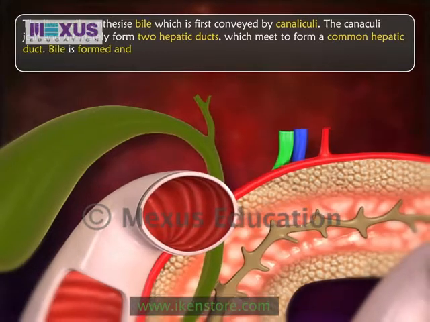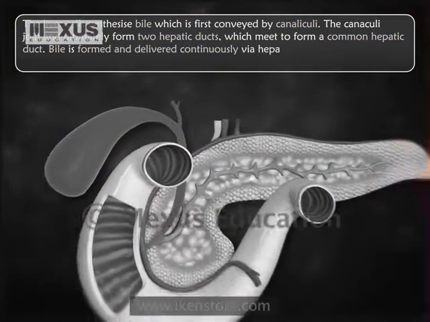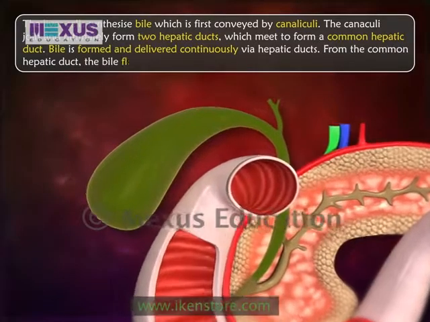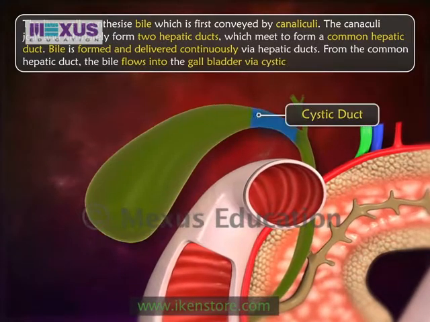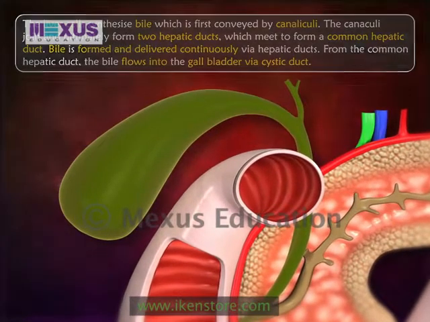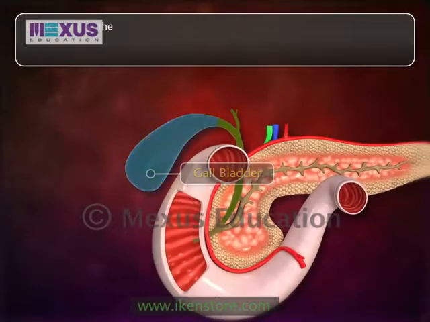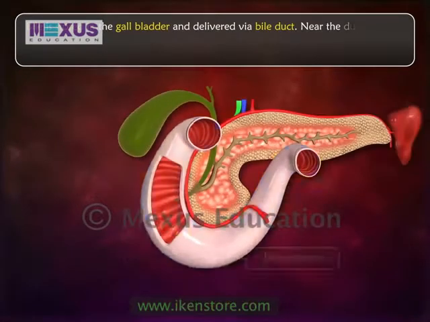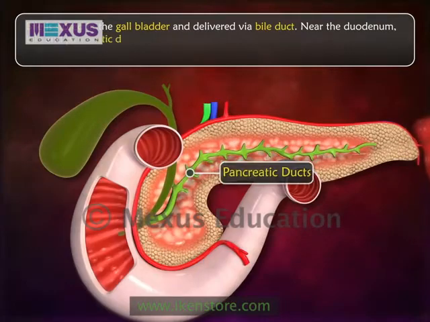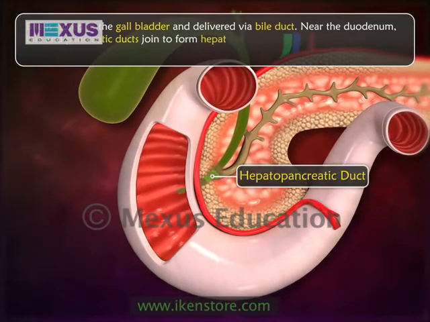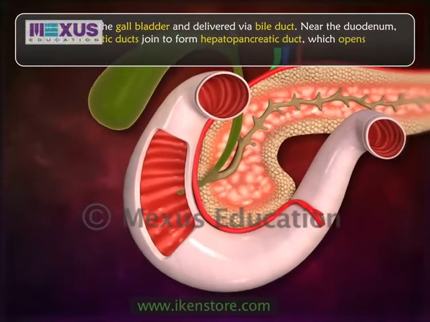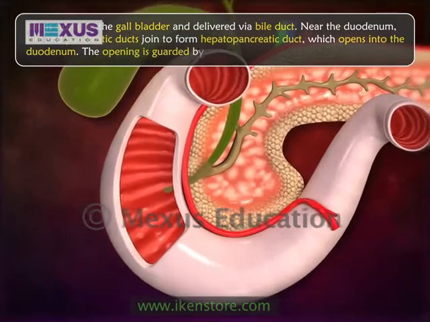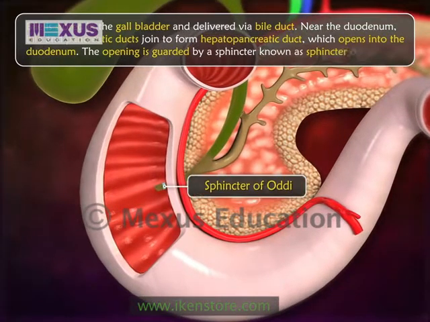Bile is formed and delivered continuously via hepatic ducts. From the common hepatic duct, the bile flows into the gallbladder via cystic duct. Bile is stored in the gallbladder and delivered via bile duct. Near the duodenum, bile and pancreatic ducts join to form hepatopancreatic duct, which opens into the duodenum. The opening is guarded by a sphincter known as sphincter of Oddi.